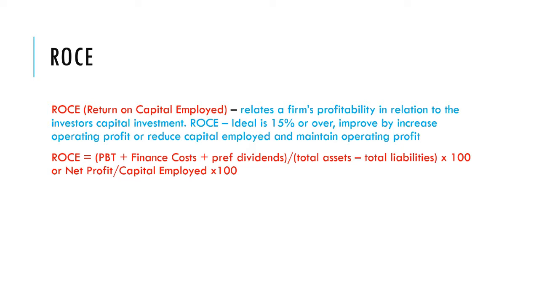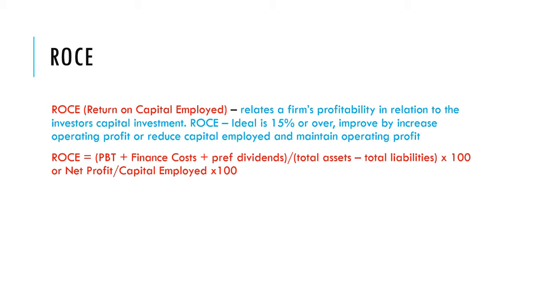So the first ratio you need to know is ROC or ROCE, and ROCE stands for Return on Capital Employed, and it relates a firm's profitability in relation to the investor's capital investment. So an ideal ROCE is 15% or over. You improve ROCE by increasing your operating profit or reducing your capital employed whilst maintaining your operating profit.